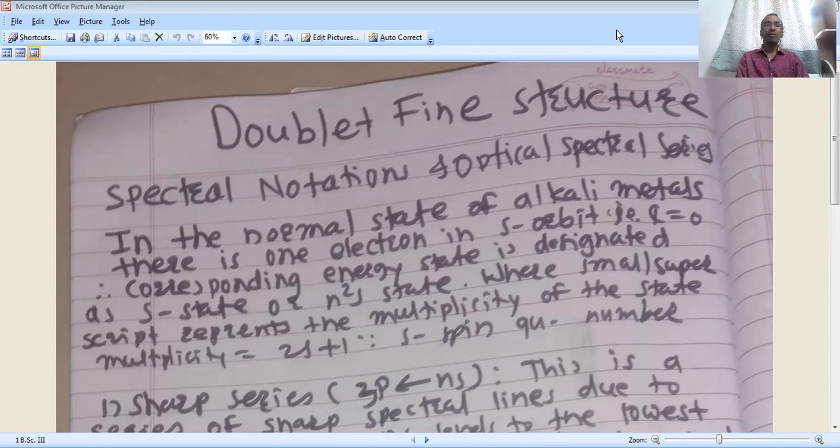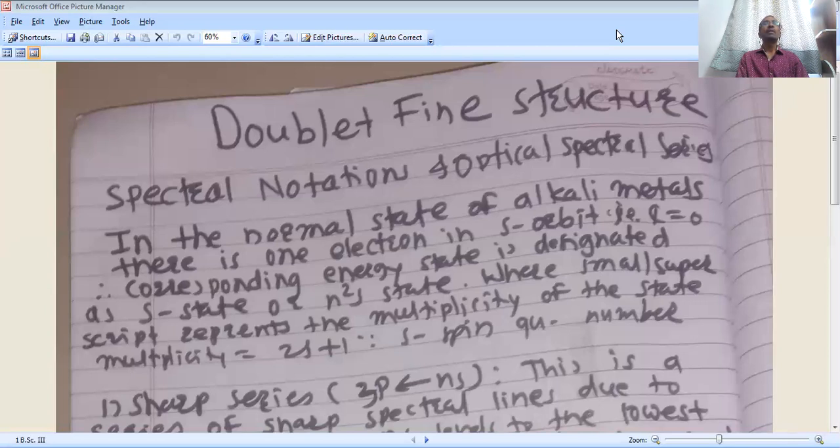There are different quantum numbers. Number one, principal quantum number n, n equal to 1, 2, 3, 4. This principal quantum number decides the name of the shell: K, L, M, N. For n equal to 1, K shell; for n equal to 2, L shell; n equal to 3, M shell, like that.